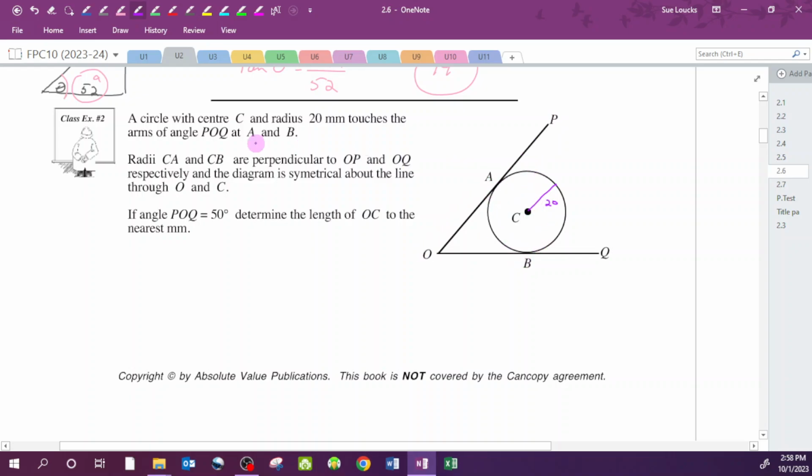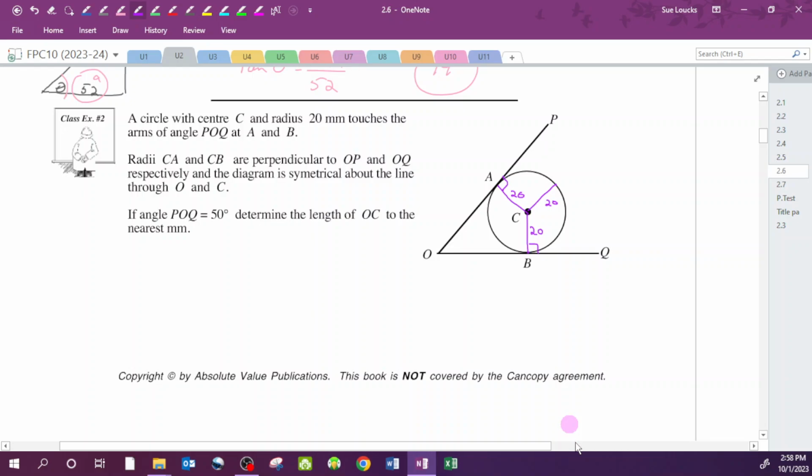Now this is really important to know: the radii, which is plural for radius, CA and CB are perpendicular. They don't actually need to tell you that because that's always true. When you have a radius that meets a tangent, it just touches, that means it's tangent, and if it's tangent, that means that it's a 90-degree angle. It's just circle properties. Okay, so those are both 90-degree angles. Now these are both 20, even if we didn't write them down on there, because they're both radii.